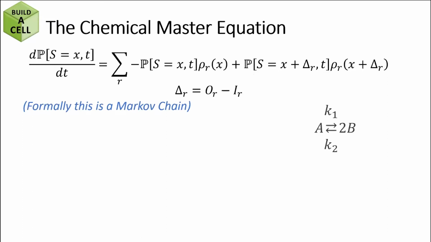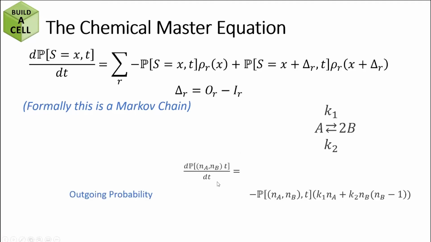And let's just go through a quick example. So again, if we look at this example, A goes to 2B at rate K1 and 2B goes to A at rate K2, we can write out the probability. It's going to be a derivative. And we have the outgoing probability, which is the probability that I'm in this state NA and NB at time t. And I have K1 times NA, which is the propensity that this reaction occurs, and K2 times NB times NB minus 1, which is the propensity that this reaction occurs. And this looks a little bit different than the propensities we saw before, which might have been NB squared. This is called a stochastic mass action propensity, which is a slightly different form.